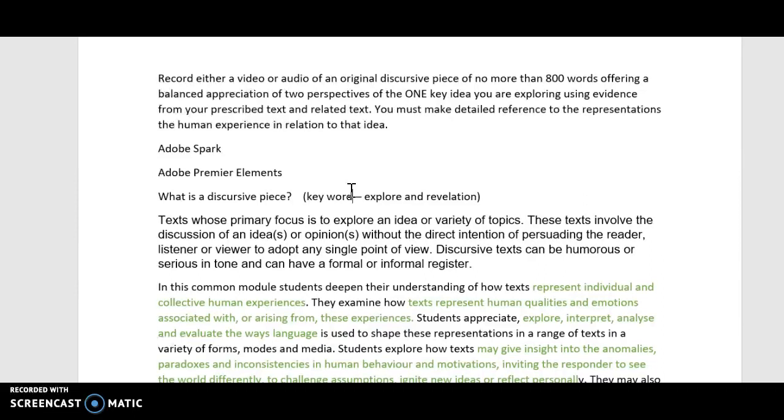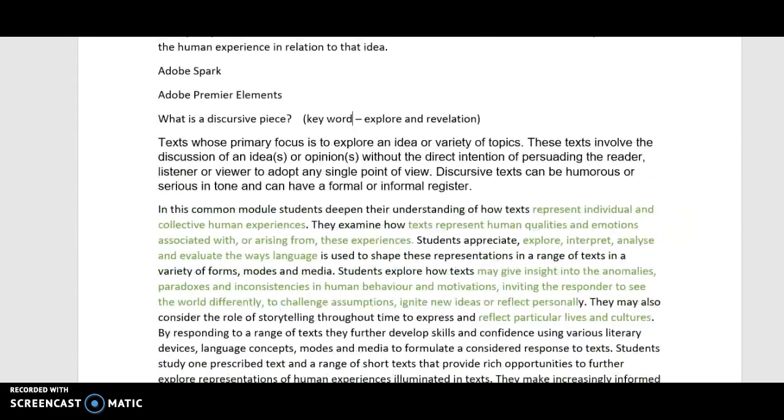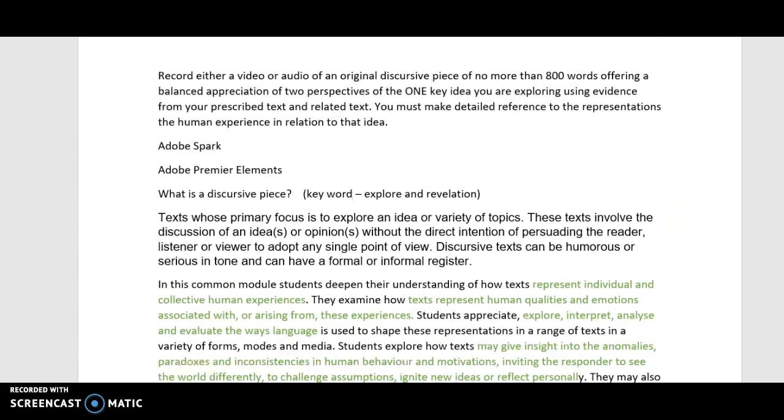It's going to examine the human experience and the key idea, and again, it's going to do these things that are in green here that we talked about in the other podcast, and we'll get back into that again in a little bit, but it is not going to try and convince the reader of one particular way of looking at it. It will also have your personal opinion in there as well.